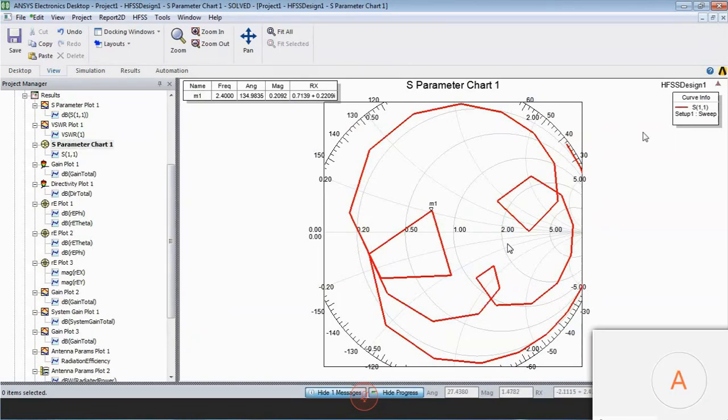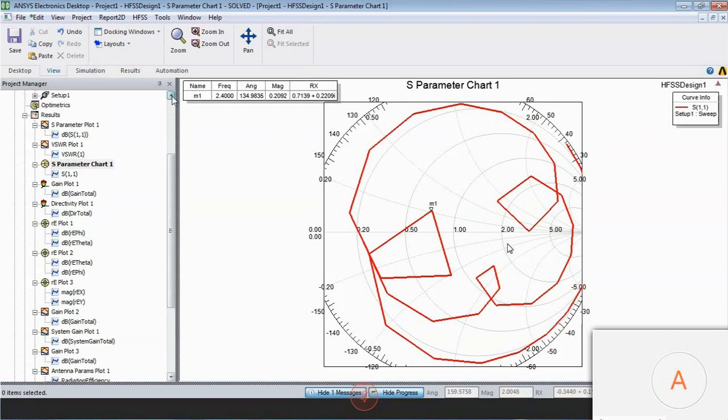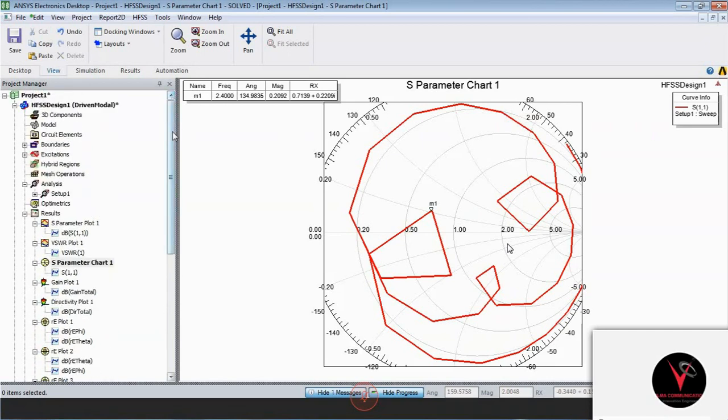Sir, how to do time domain analysis on HFSS for antenna? For time domain analysis, first of all you need to calculate the delay time. After getting the delay time, only then do we go for that analysis.